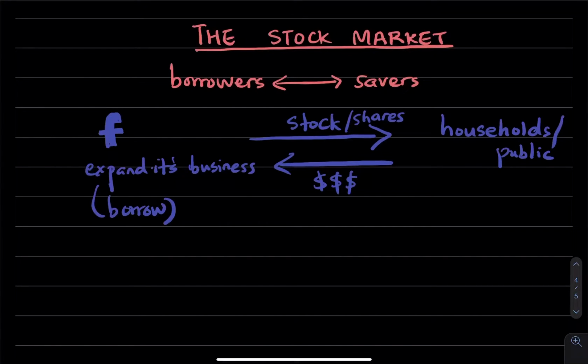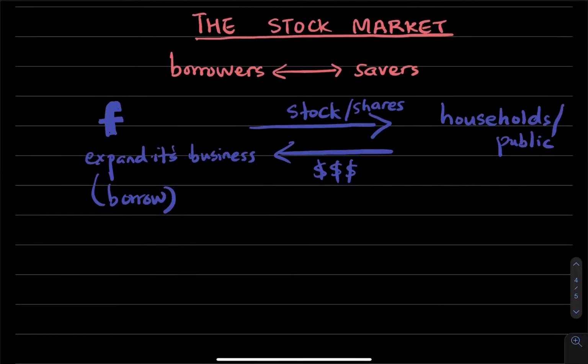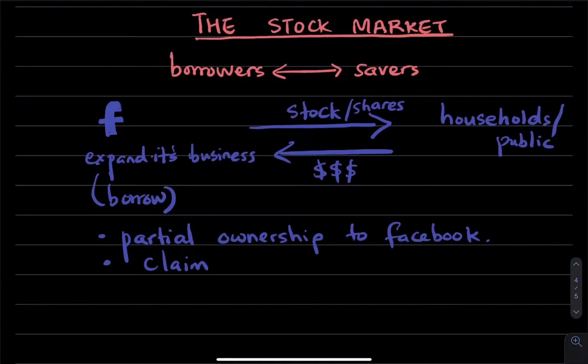Now, this sort of a setup is a little bit different from the bond market. In the bond market, you had a certificate that would say what the principal was, or what the amount borrowed was, what the interest was, and when that contract would mature. But in this case, the important thing is that Facebook, when it sells its stock to you, gives you partial ownership of Facebook. So when you are a holder of Facebook stock or Facebook shares, you become a part owner of Facebook. And you get to claim profits that Facebook makes in the future.